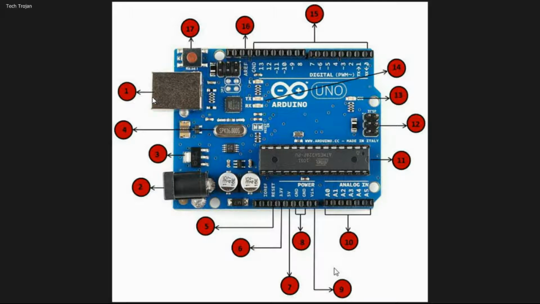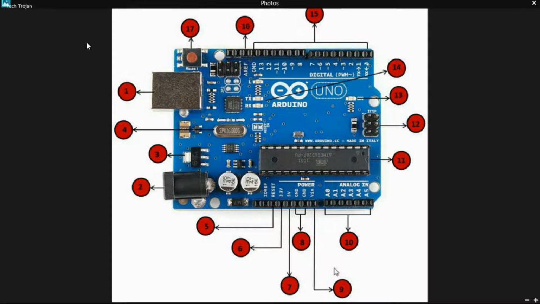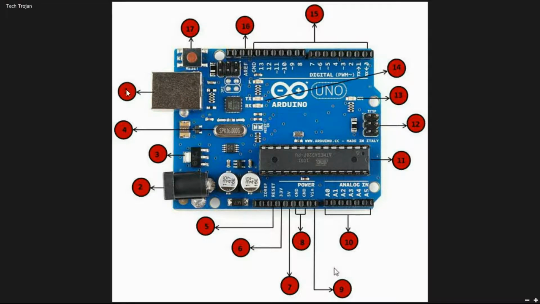Next one is power jack. Arduino board can be powered directly from AC mains power supply by connecting it to a barrel jack. Number third in the diagram is voltage regulator. The function of this voltage regulator is to control the voltage given to the Arduino board and stabilize the DC voltage used by the processor and other elements.